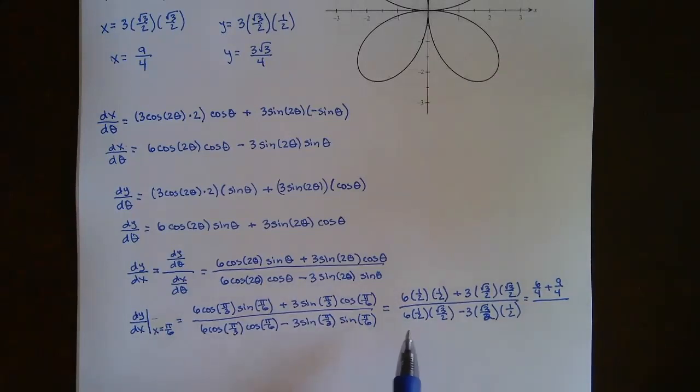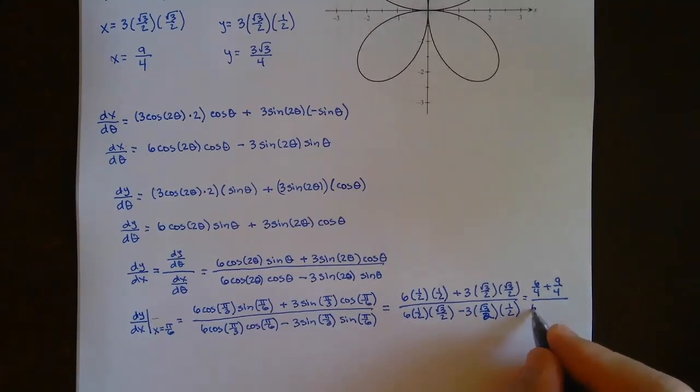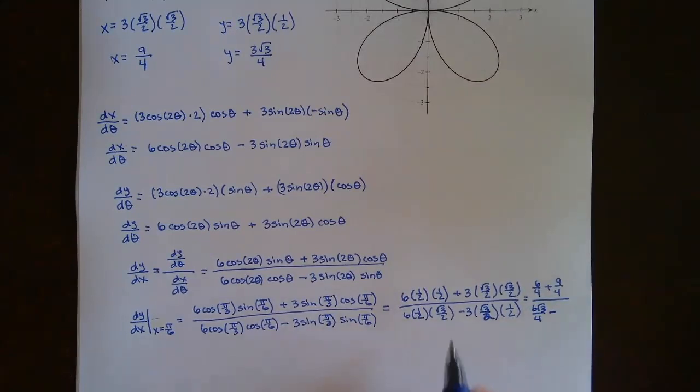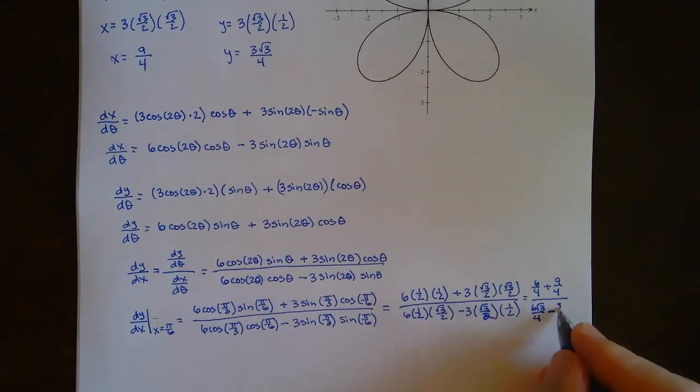Over, and I'm doing this so that we get fourths. We're going to get fourths here, here, and here. And then we can clear them out by multiplying top and bottom by 4. That's why I'm doing this, okay? So 6 square roots of 3 over 4 minus 3 square roots of 3 over 4.